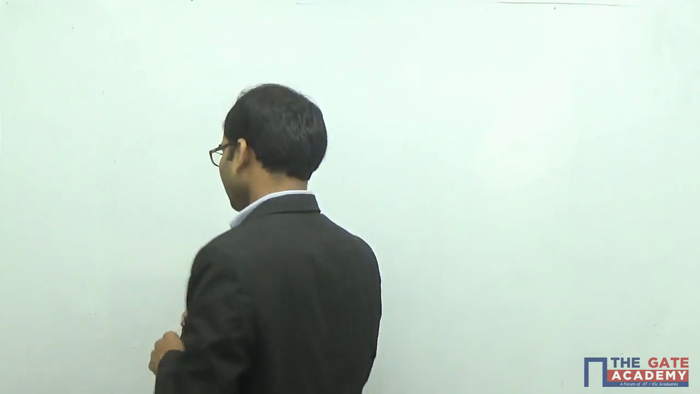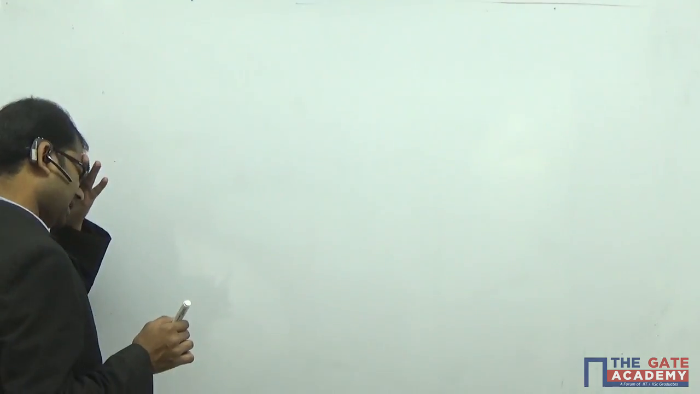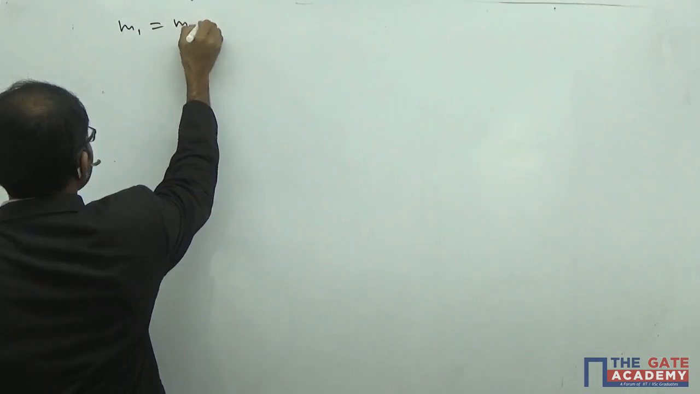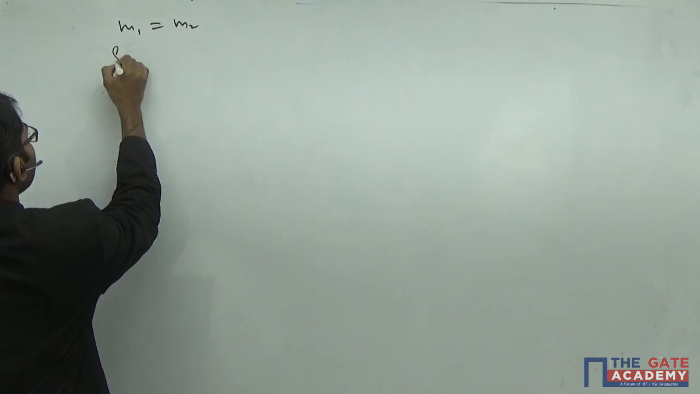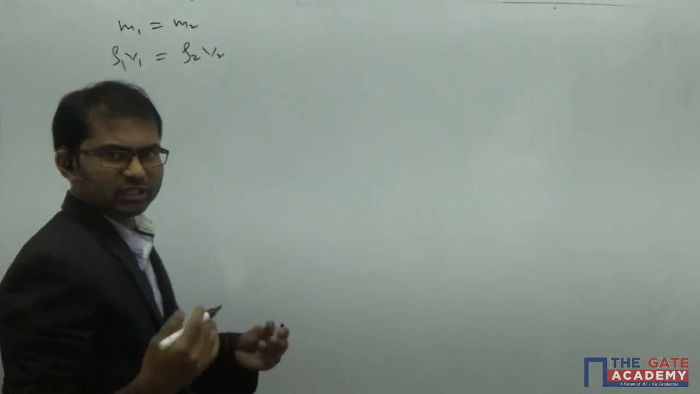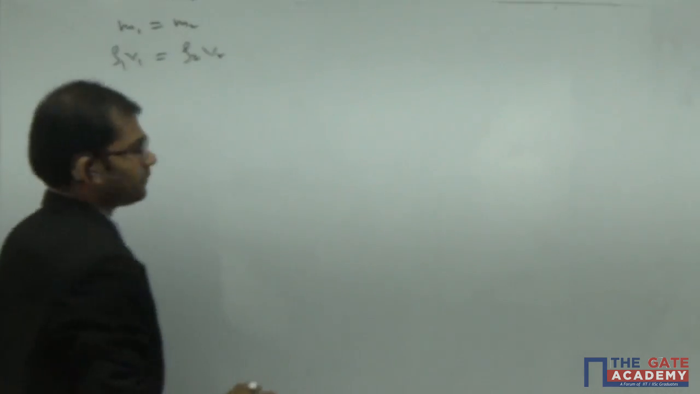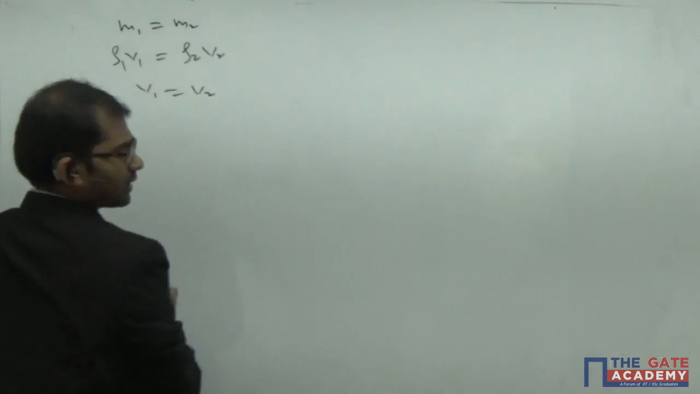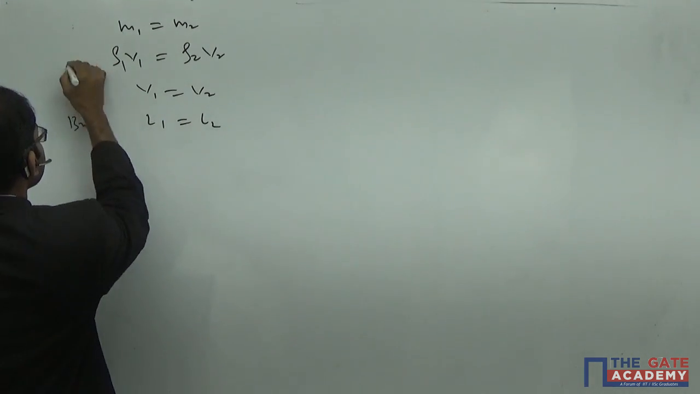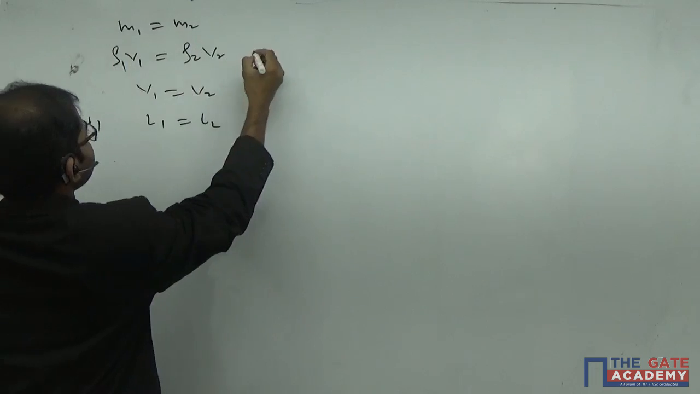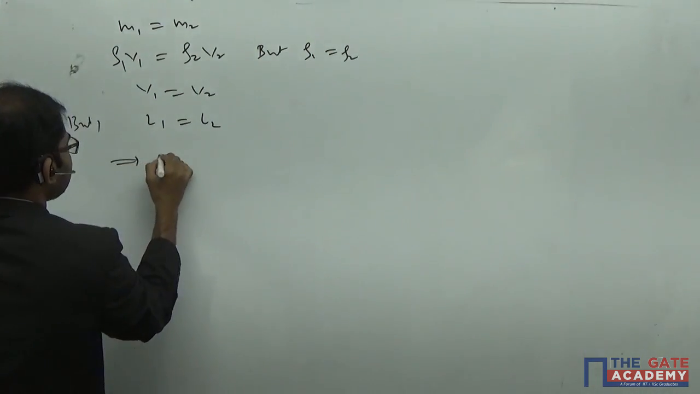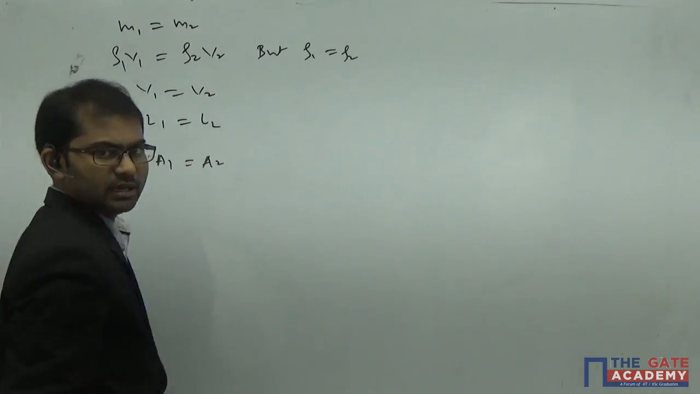So if the weight is the same, mass is same in both the cases, m1 is equal to m2, but mass can be written as density into volume. So rho1 v1 is equal to rho2 v2. When both are made of the same material, density will remain the same. So volume must be equal, but I am taking length must be equal. This implies that area of cross section for both the cases must be same.